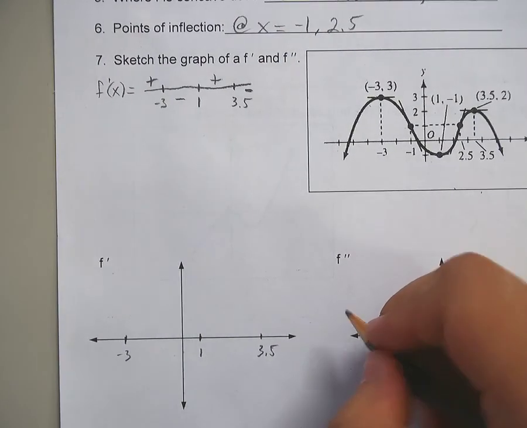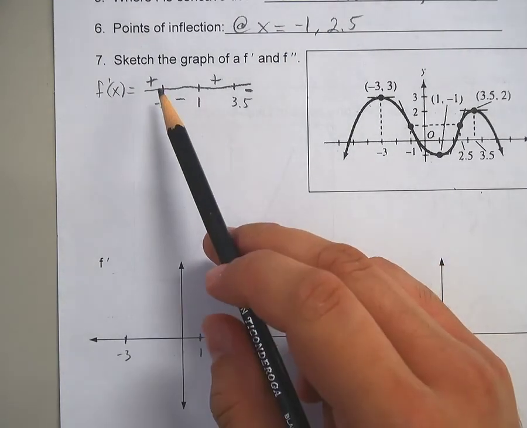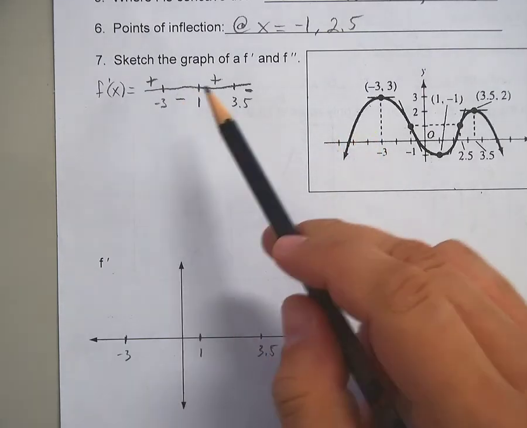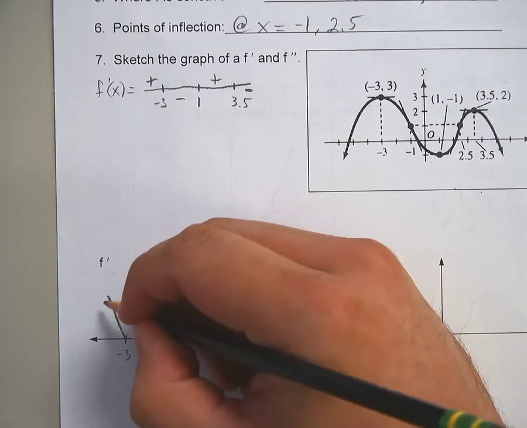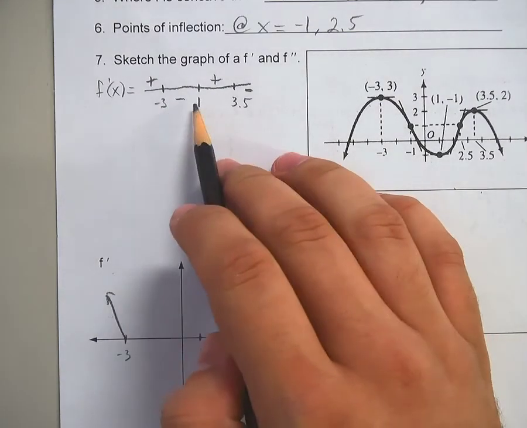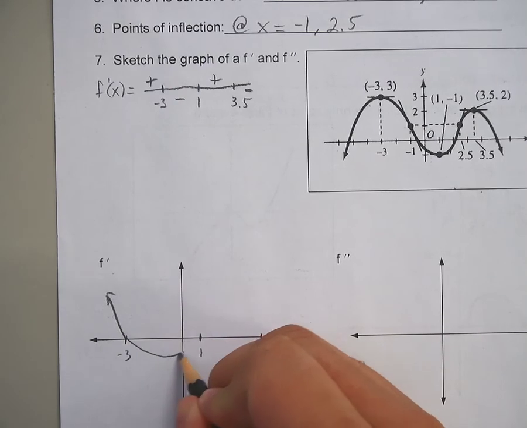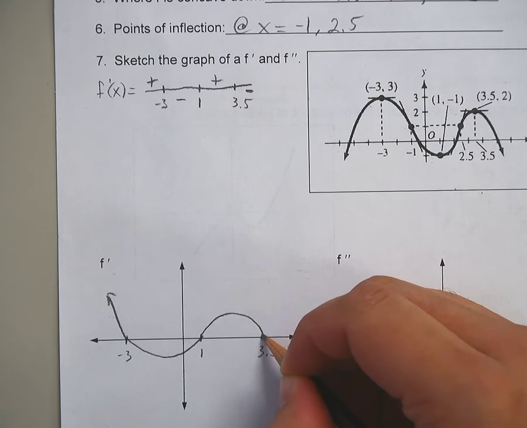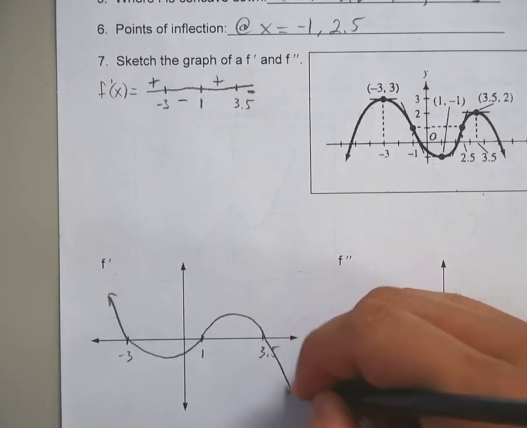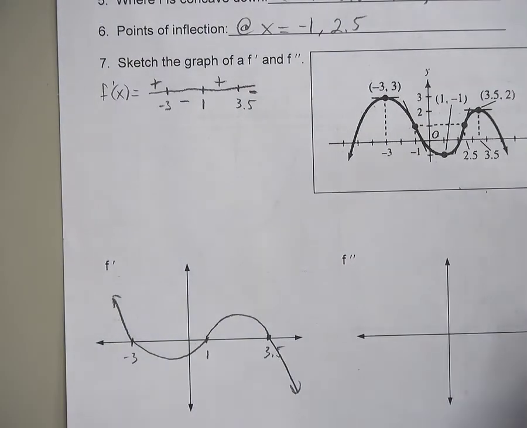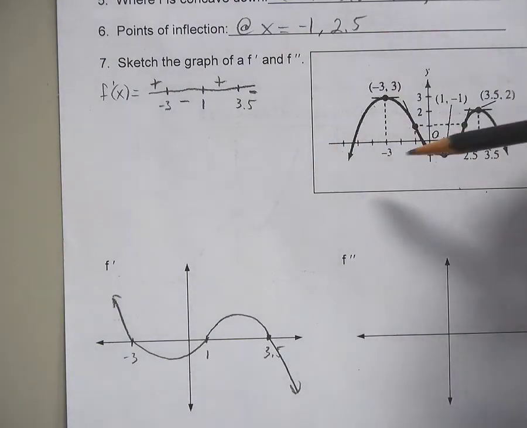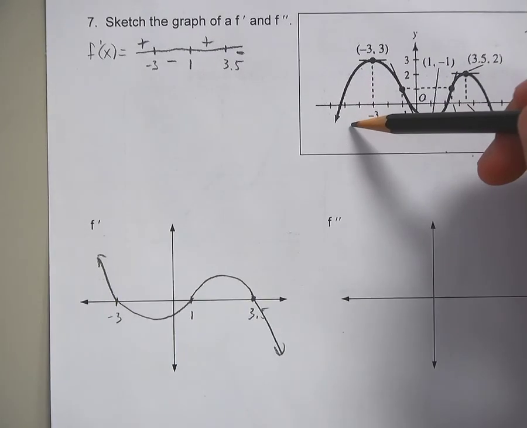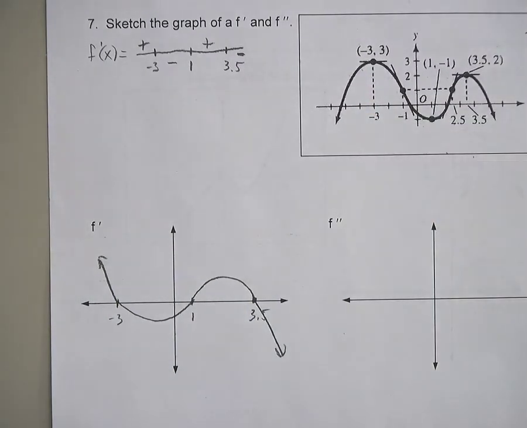I know that I am, since f is increasing, f prime will be positive, right? And then it's negative till you hit 1. And then it's positive till you hit 3.5. And then it's negative after that. So again, this is increasing, so f prime is going to be positive. And then let's keep going from there.